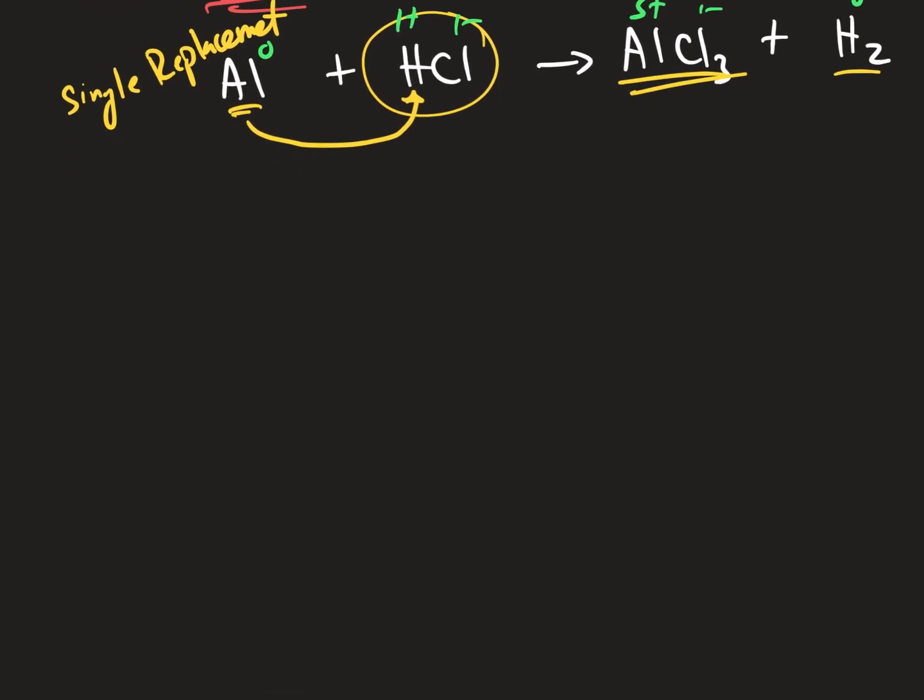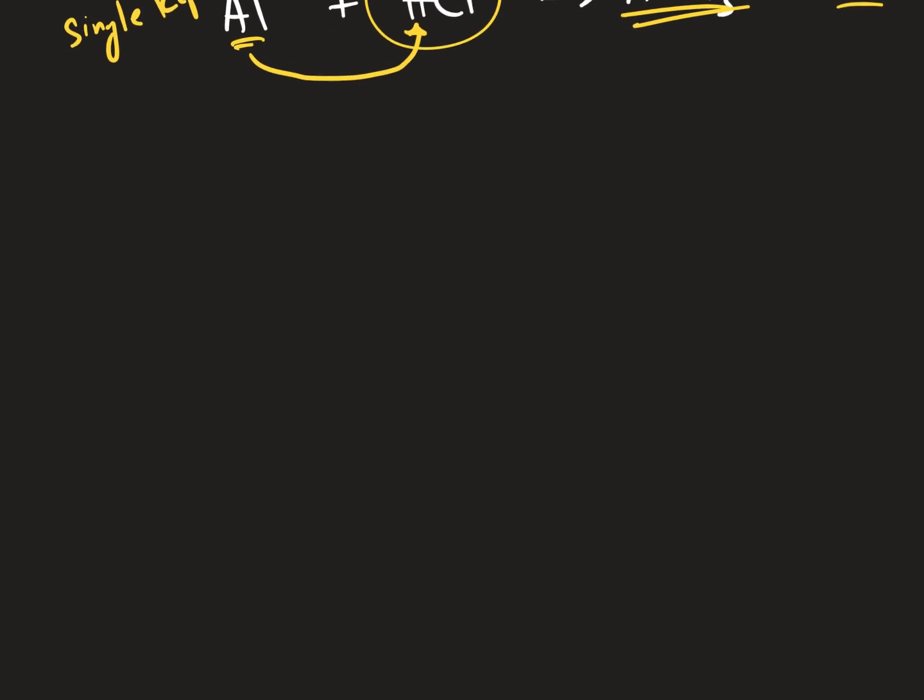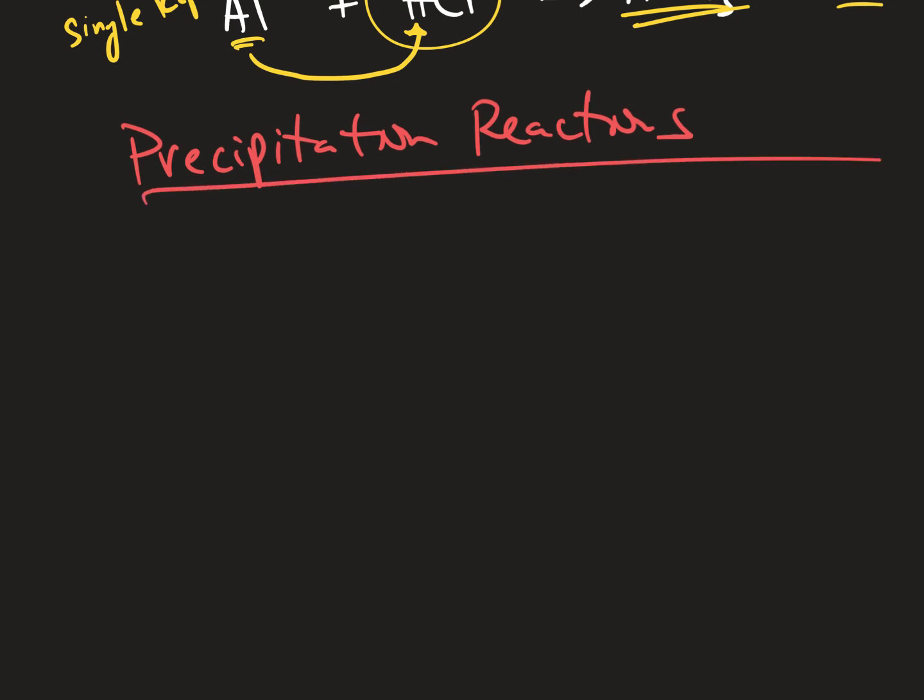Any other questions? Okay? Let's move on to precipitation reactions. All right, precipitation reaction is always a double replacement reaction. Okay, let me show you what a double replacement reaction is. Any ideas what it is? Where 2 things are being replaced, right? Instead of one like in single replacement.